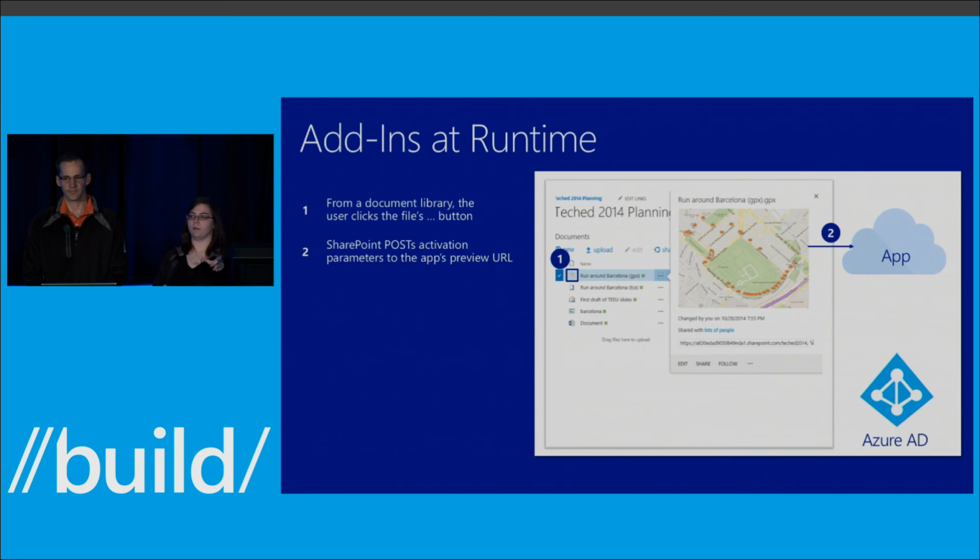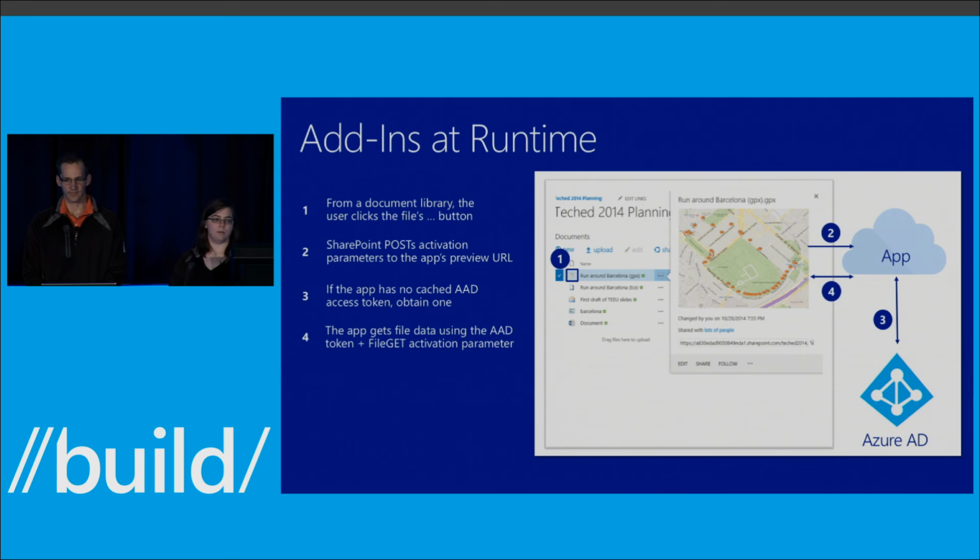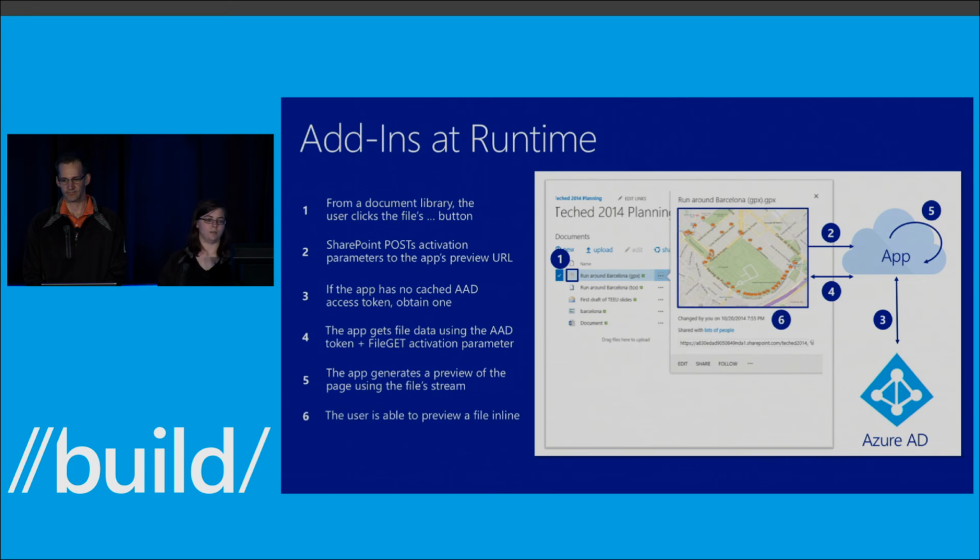So in the post data, we give you a bunch of contextual information, like what workload is calling your file handler, what API should you use to fetch the file, things like that. Then you just go through the standard Azure AD authentication flows, exactly the same as what we talked about earlier. You can use the APIs we provide you and the token to fetch the file, and then you can just display it inside of the browser.